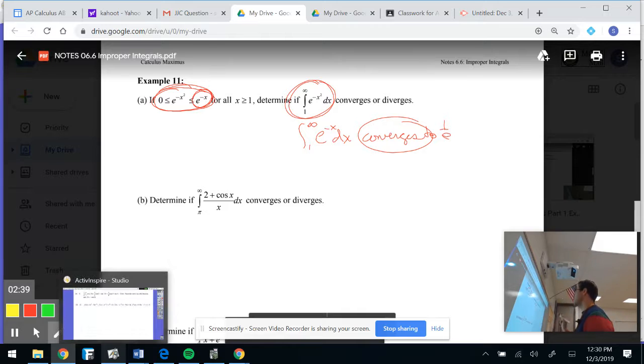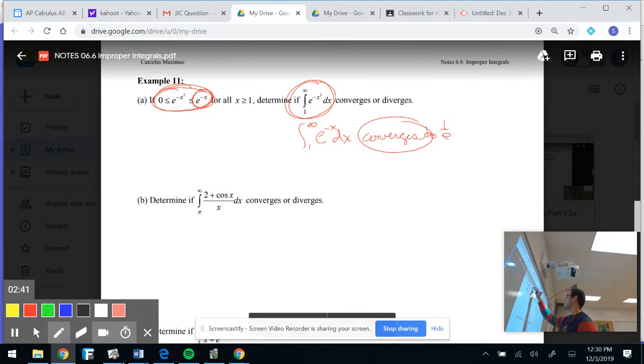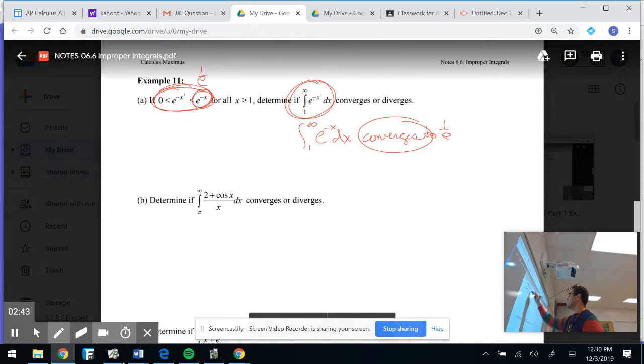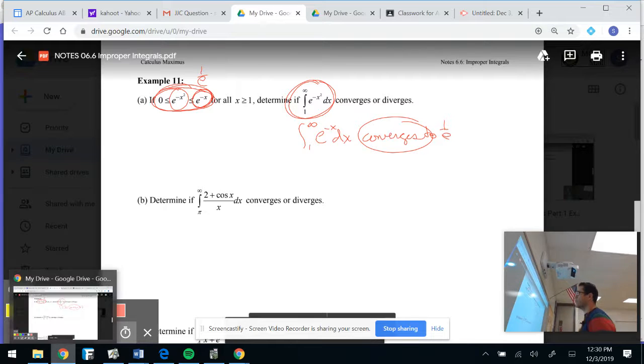Now, hopefully it makes sense. Okay, for example, this converges to 1 over e. Does that mean that this could possibly diverge? There's just no way, right? Because it's got to be between 0 and 1 over e. So guess what? All I have to do is write a little statement for this guy.